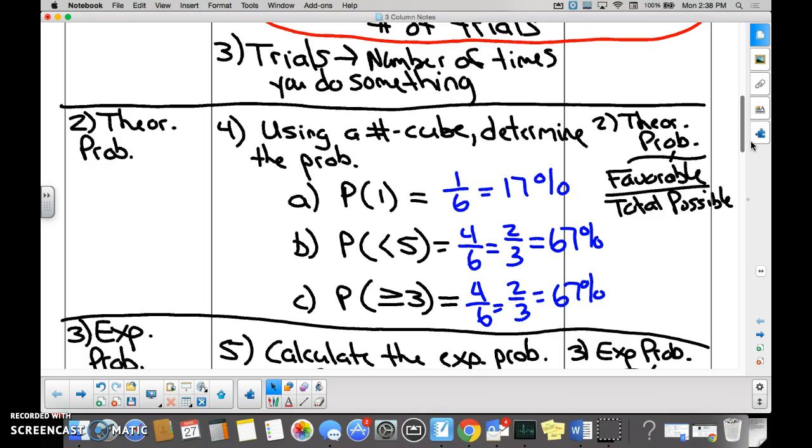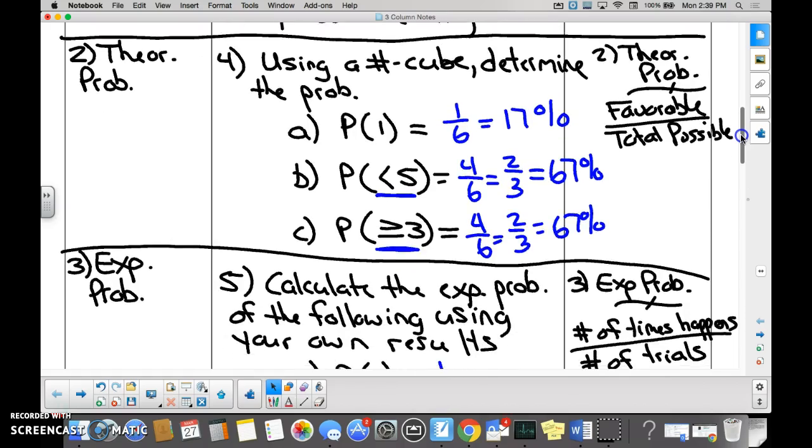On the probability of getting something less than 5, what would be the favorable outcomes on a less than 5? Please list them off. 4, 3, 2, and 1. So there's 4 favorable, 6 total. And then can somebody tell me the favorable outcomes for greater than or equal to 3? Grace. 3, 4, 5, and 6. Okay. So the favorable over total.